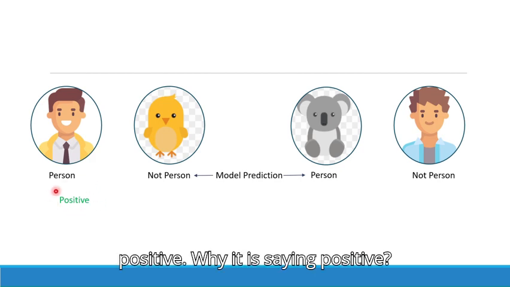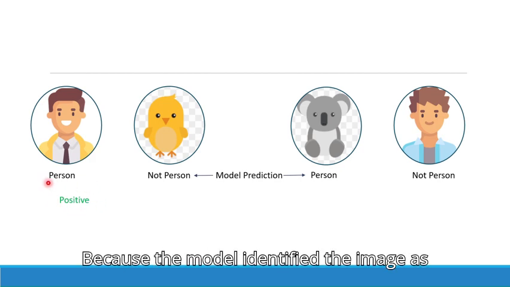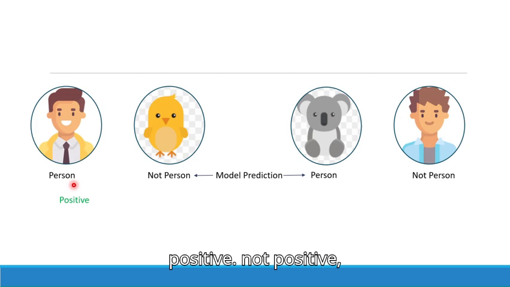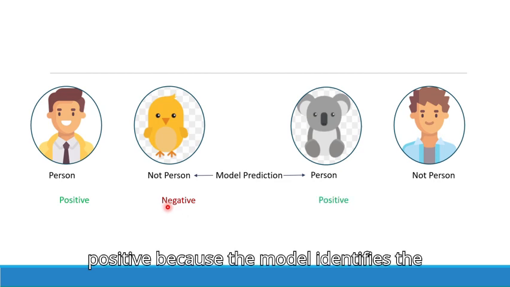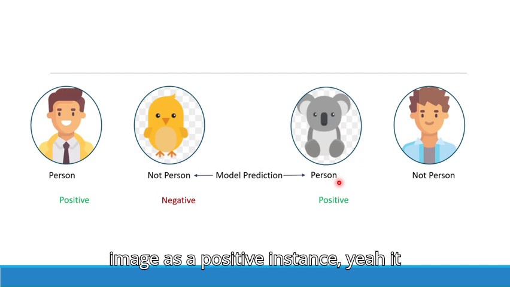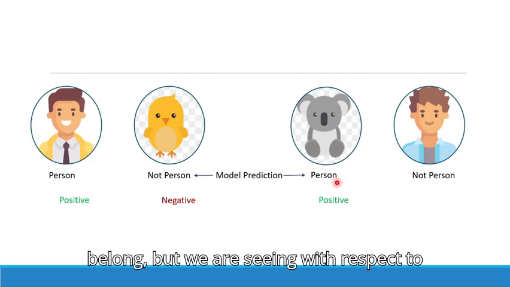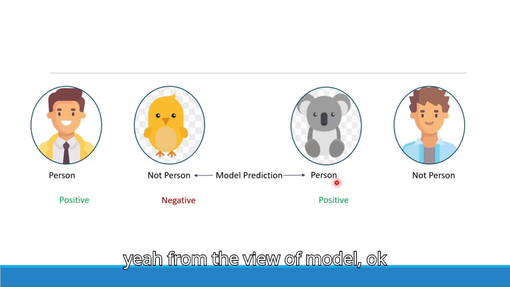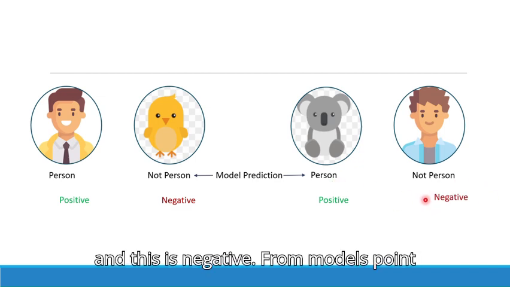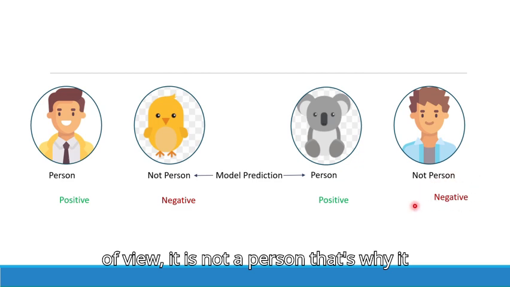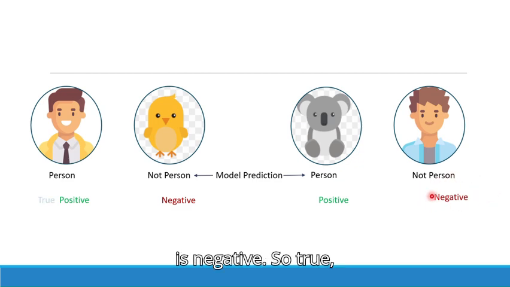So positive, why is it saying positive? Because the model identified the image as a positive instance. Not positive, not a person, so it's negative. Yeah, it belongs, but we are seeing from the view of the model. And this is negative. From the model's point of view, it is not a person. That's why it is negative.